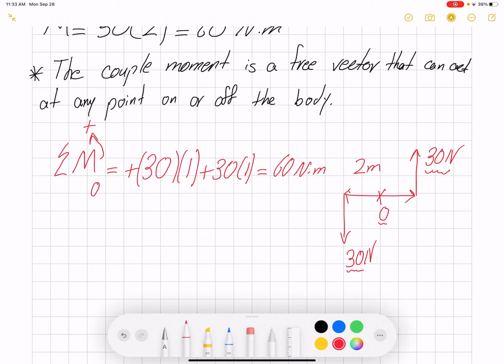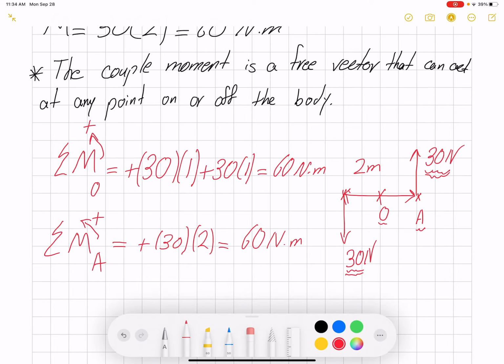So let's find a moment about another point, point A. Summation of moment about point A, with counterclockwise as positive as our assumption. About point A, this force is not going to create any moment because there is no moment arm. But our second force, 30 Newton, is creating a moment, and that's counterclockwise. So 30, and the moment arm between where the force is acting and point A would be 2. So that is 60 Newton meter about point A.